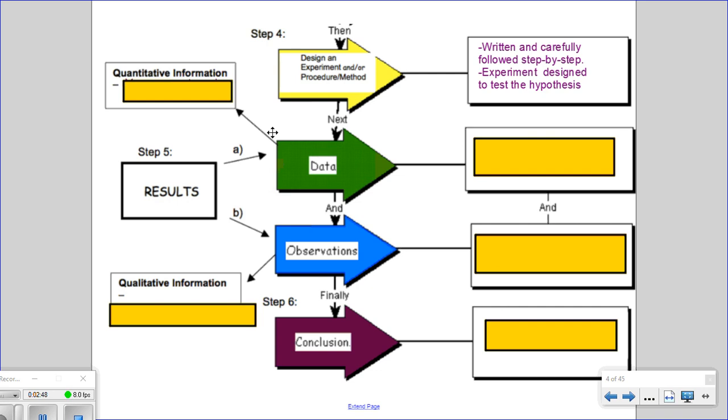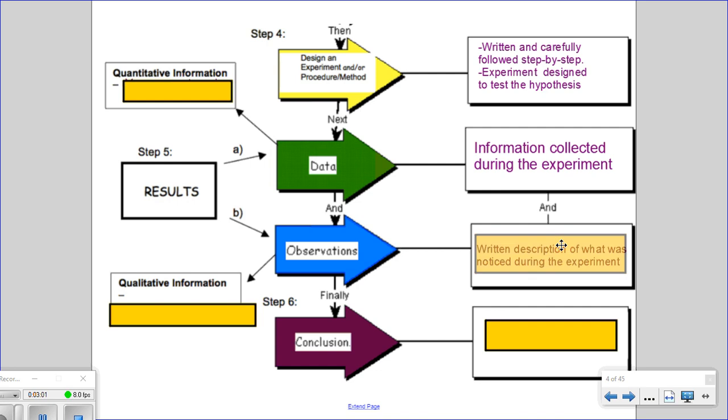So those results can take the form of data and observations. So the data, in this case, is the information collected during the experiment. And with those observations, those are written descriptions of what was noticed during the experiment. So if there were color changes or sparks or bubbles, these are things that you would want to write down.